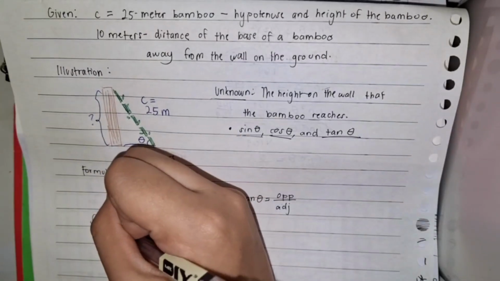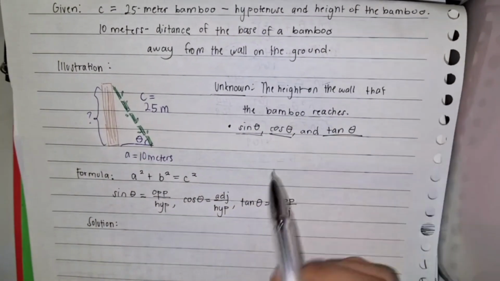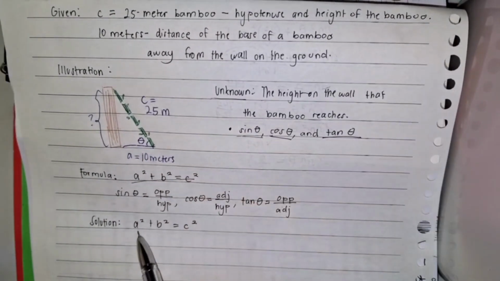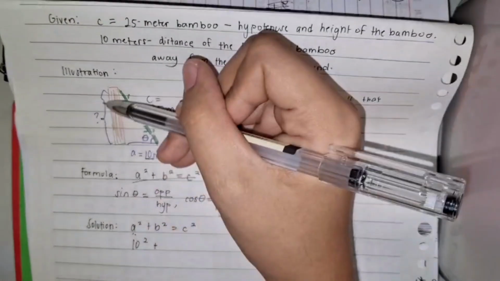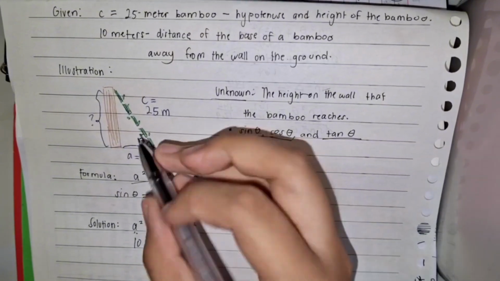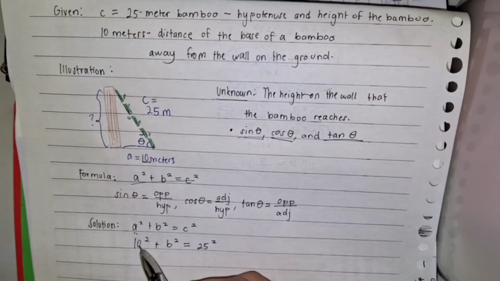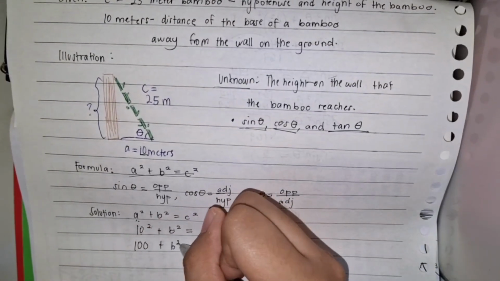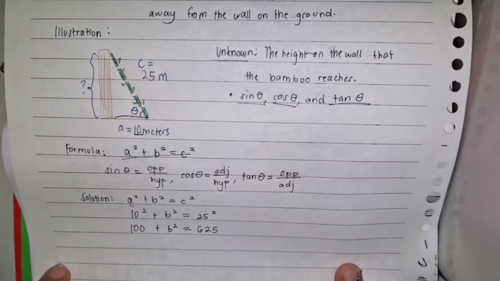For the solution, you can start finding the first unknown, which is the height on the wall that the bamboo reaches. So we can use this formula. A squared plus b squared is equal to c squared. So for a, we have 10. 10 squared plus b, this is supposed to be the b, but still missing, so we'll just write it here. And for c, we have 25 meters, 25 squared. So 10 squared, or 10 times 10 is equal to 100, plus, just bring this down, b squared is equal to 25 times 25 would be 625.